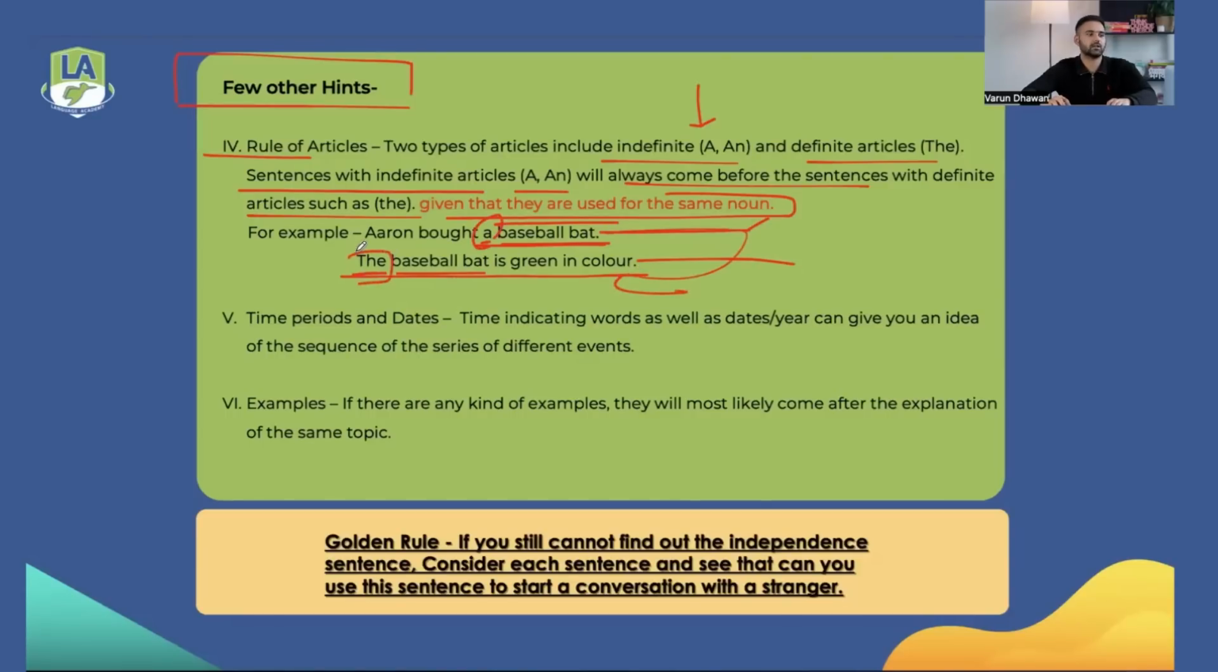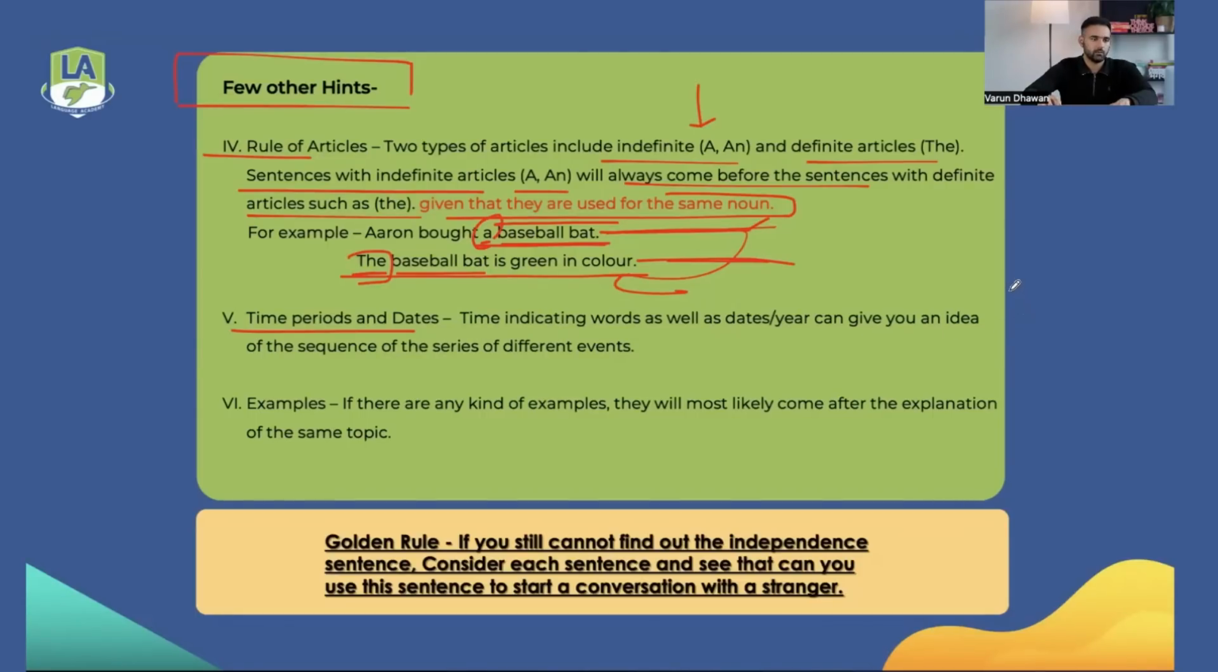So if the articles a or an and the are used for the same thing, the sentence with a or an will come before and the one with the will come afterwards. There will be time periods and dates which you can use to locate the sentences. Time periods and dates will give you an idea of the sequence of events.